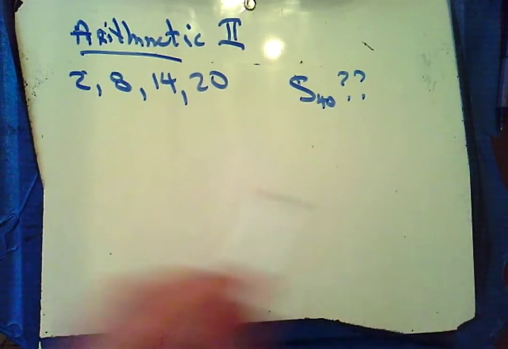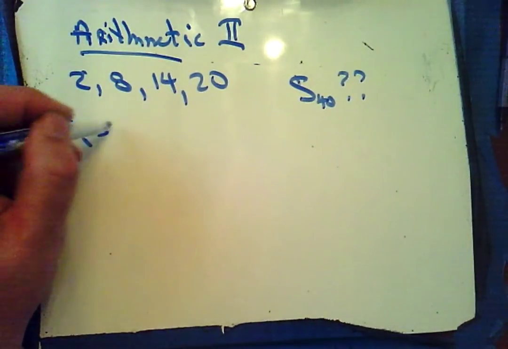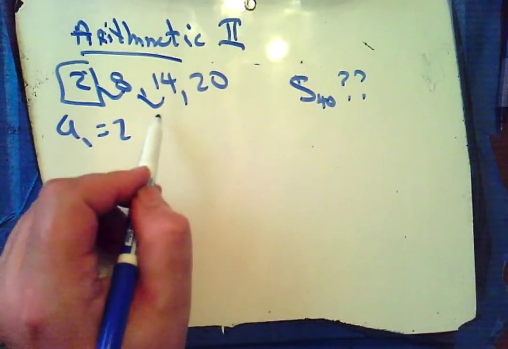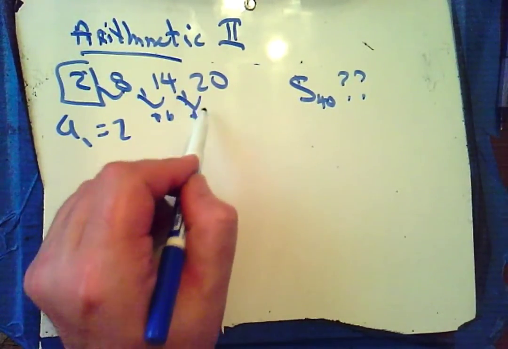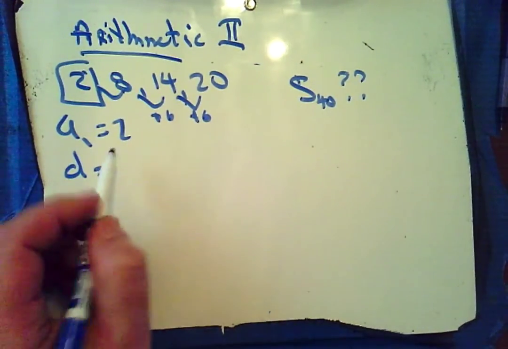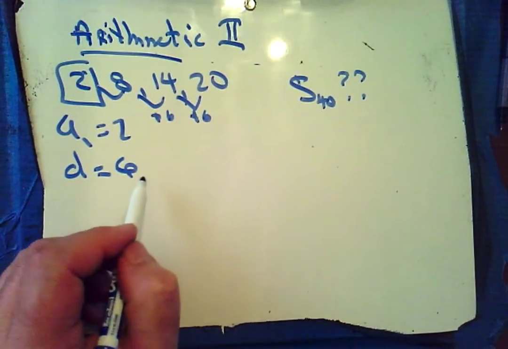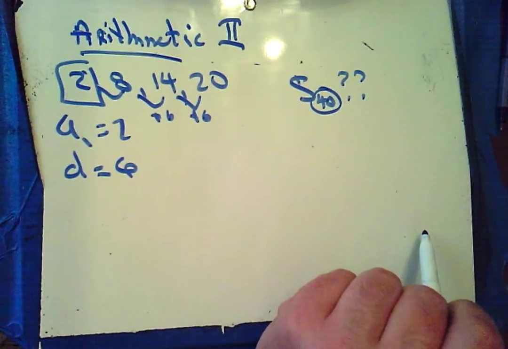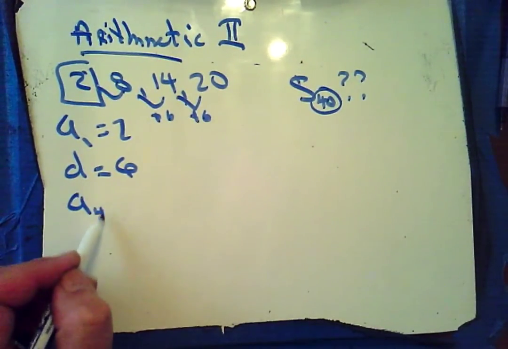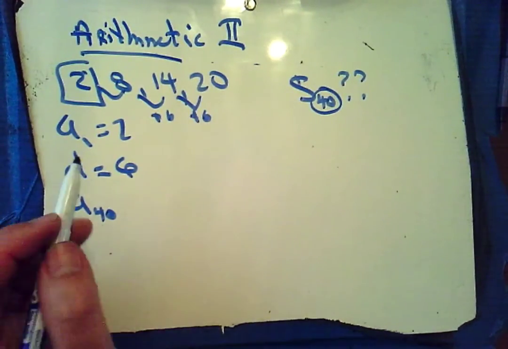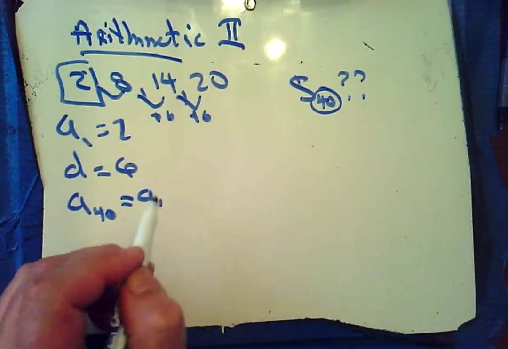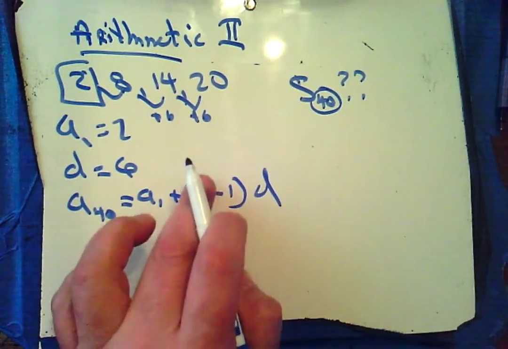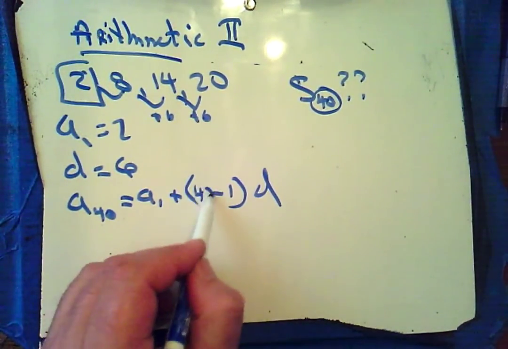Well, I see a sub 1 is 2. And I see that these are all going up by 6 each time, so I know that d is 6. And I know that I'm looking for the value of the 40th term. So I'm also going to need to find a sub 40. So a sub 40 will be a sub 1 plus n minus 1 times d, where n is 40.